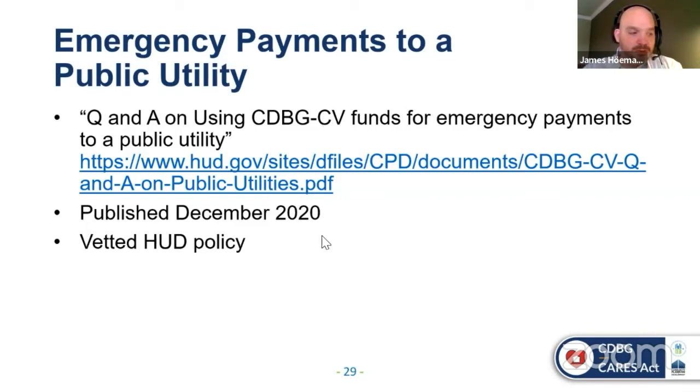So let's move on to the next section here. I will give you a qualifier on this: I'm not an expert on this topic. This was developed by our financial management division. One of the things we said when we first put this out was that paying public utilities can be tricky in the sense that there is some assessment, and if you're doing that, we encourage you to reach out to your HUD field office.